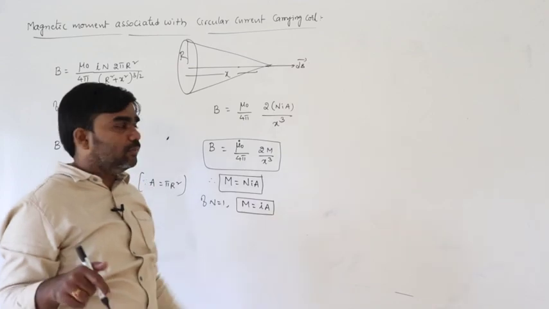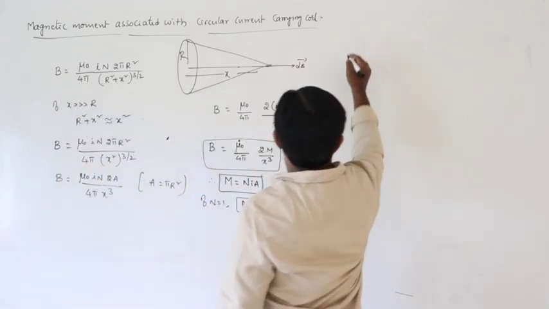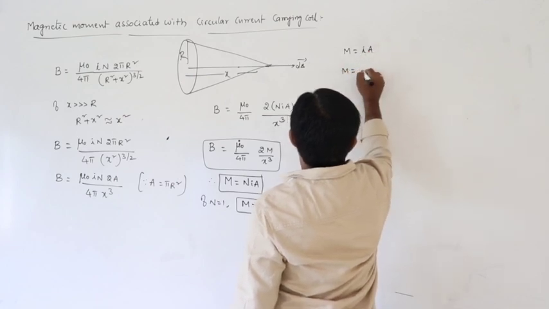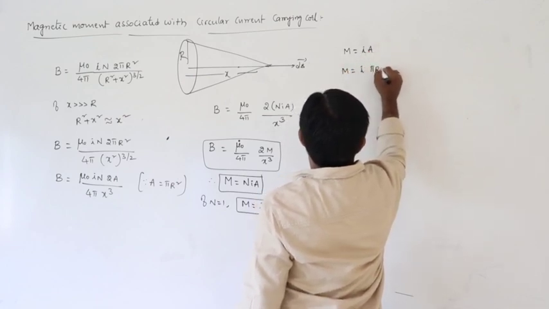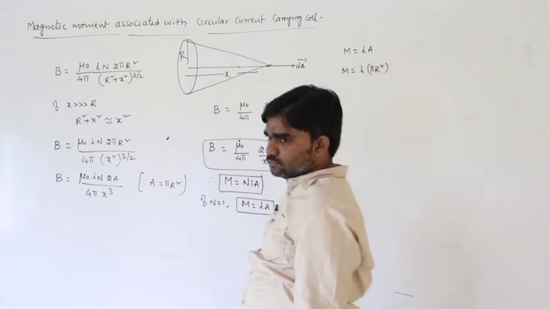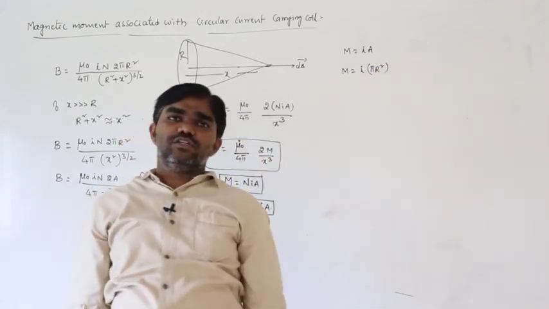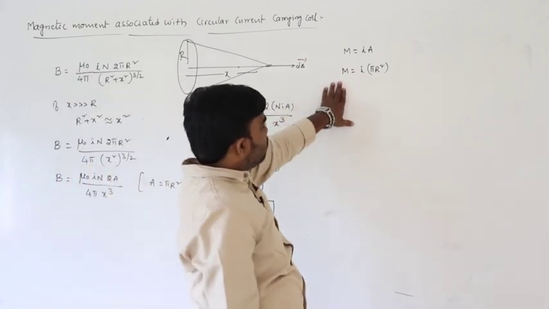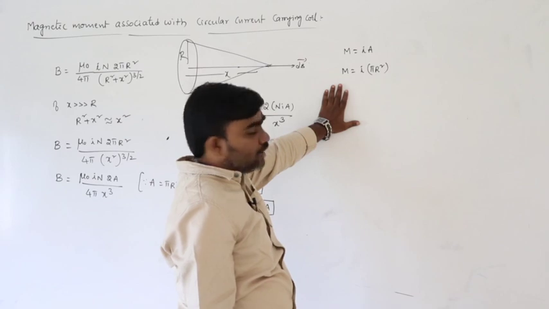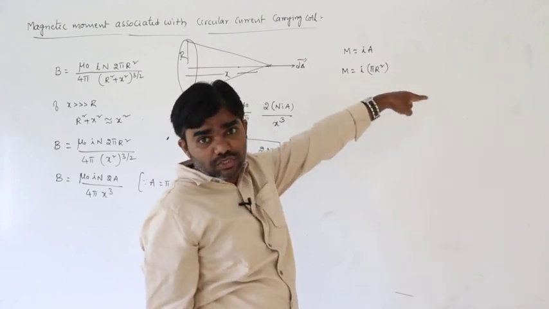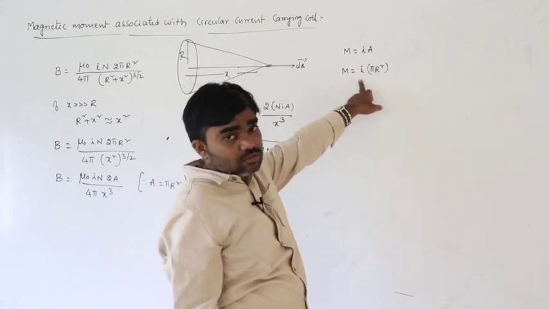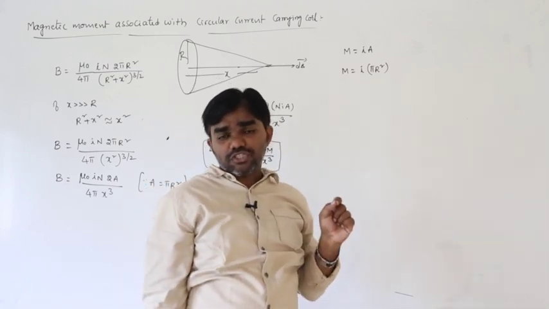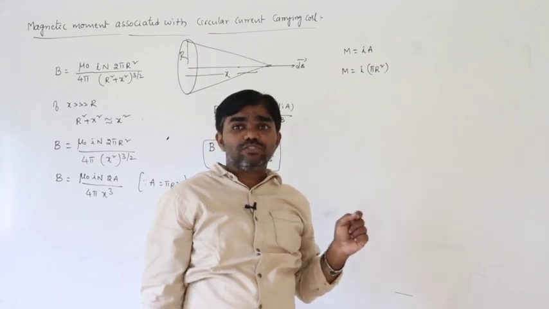This is the magnetic moment. So, the magnetic moment associated with the circular coil M is equal to IA, that is I into area, and area is pi r square. So, what factors does the magnetic moment depend on? Magnetic moment depends on the area of cross section of the circular coil and the current passing through the circular coil.